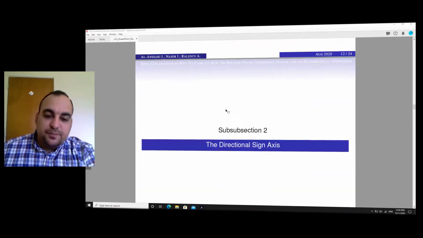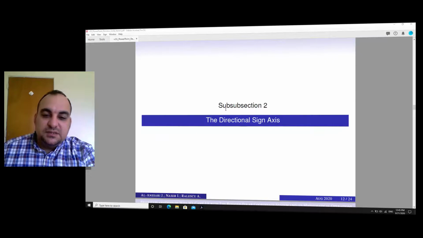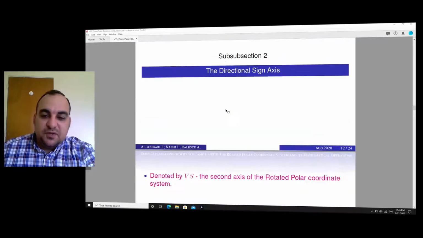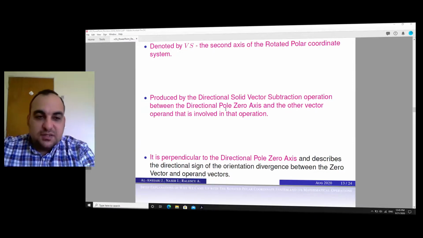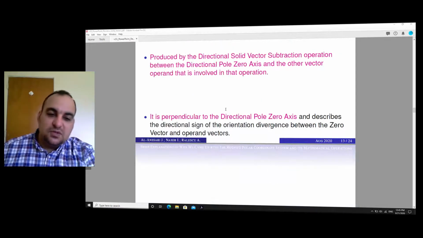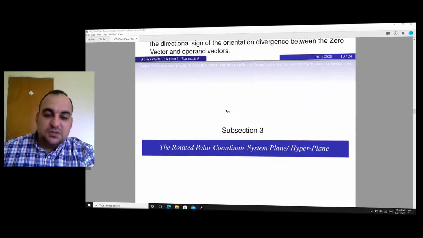So the directional sign axis, that's the other axis of the rotated polar coordinate system, is the product of the directional solid vector subtraction operation between the directional pole zero vector and the other vector operand that is involved in this operation. And it is also perpendicular to the directional pole zero axis.